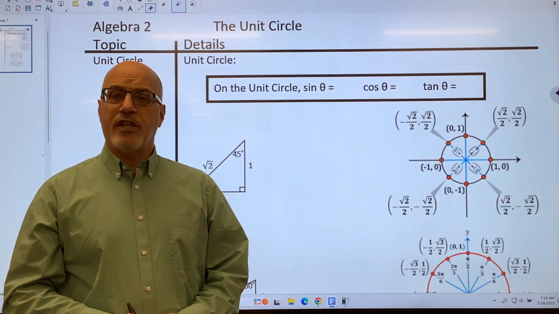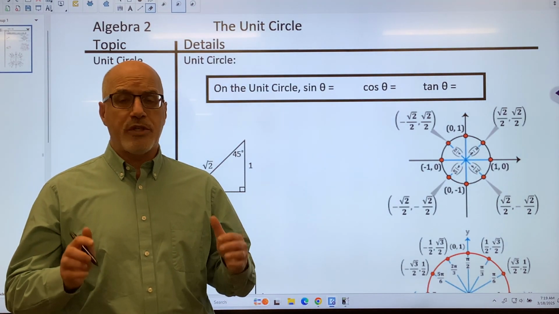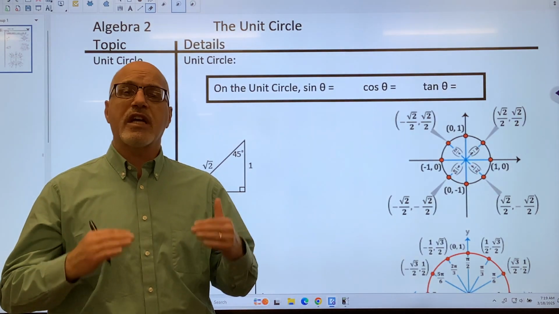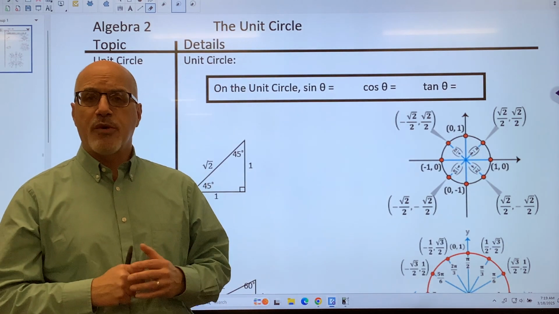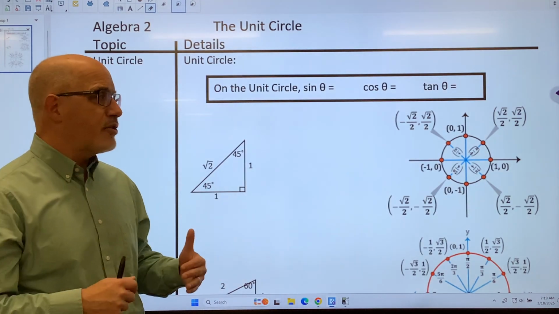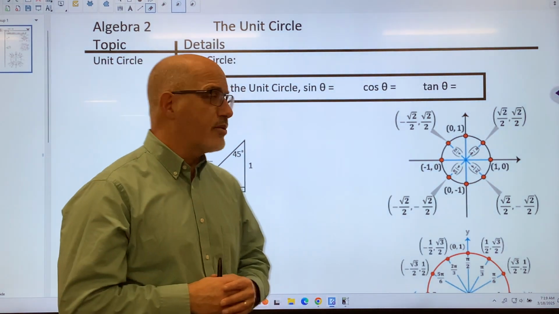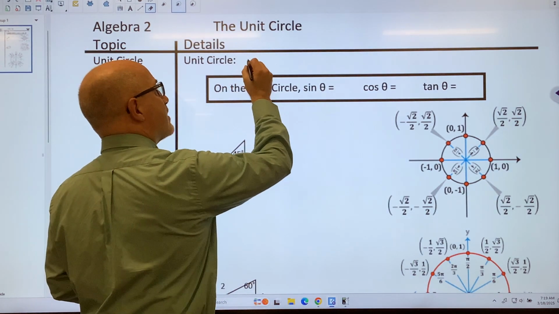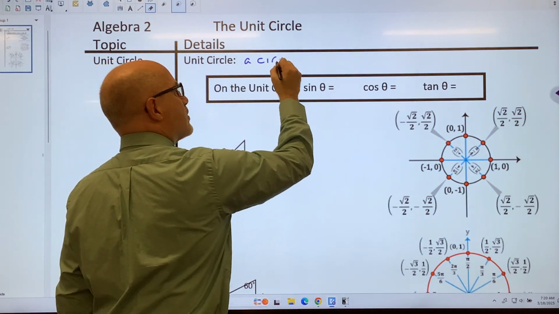The objective of this video is to use the unit circle, which means a circle with radius 1, to find trig values, very common trig values, and to apply that to problems and also to help us memorize some values. Now, first of all, let's define the unit circle. The unit circle is a circle with radius 1.